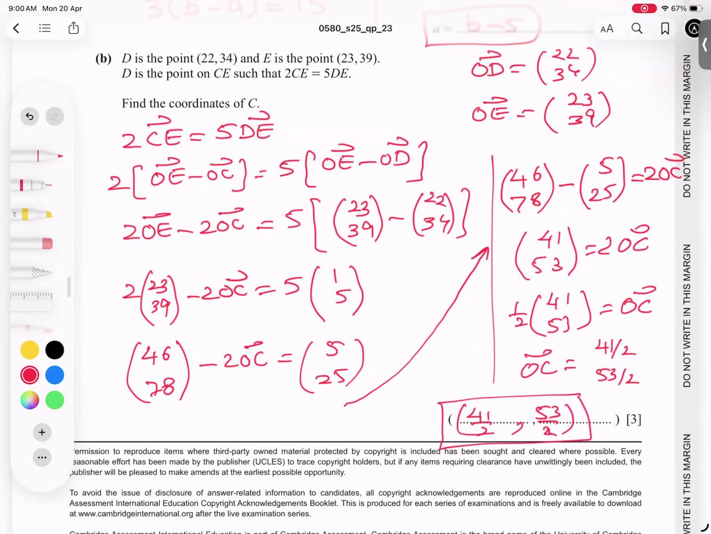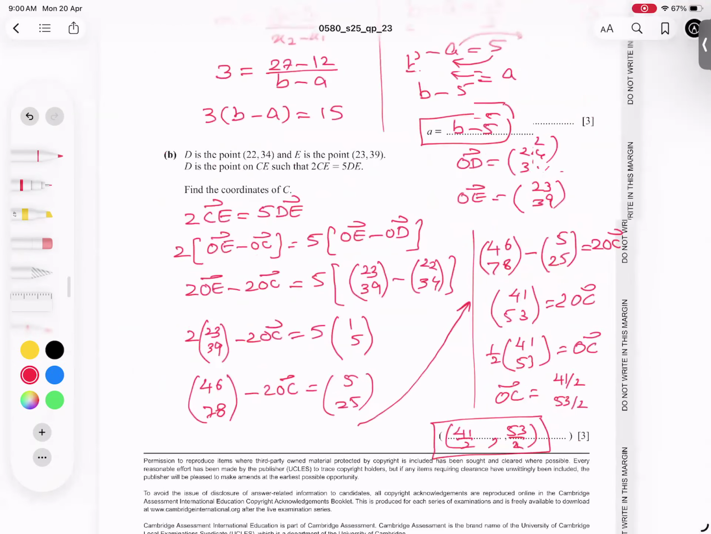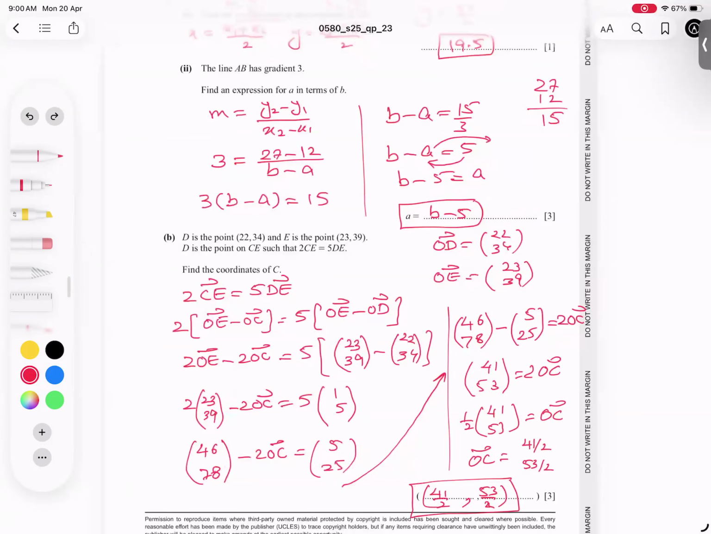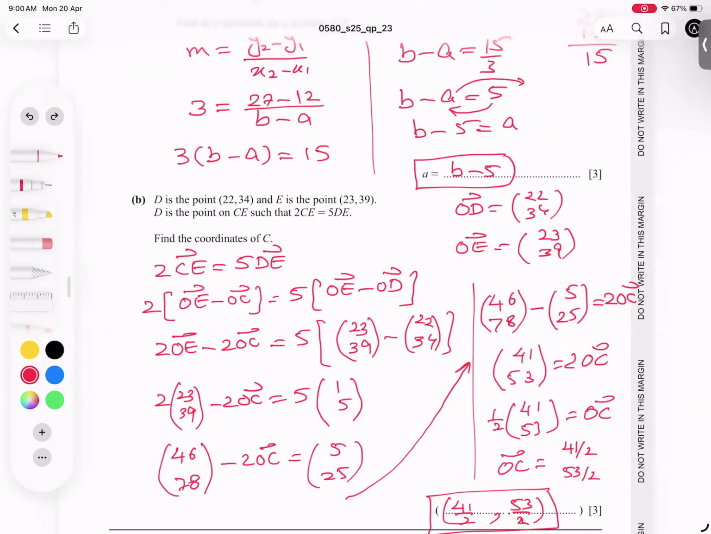I hope so. The point is very clear, students. And we can do another technique also, but that is a little bit complicated. It's called the ratio theorem. We can do it by the ratio theorem as well. But I think this is an easier way as compared to the other way.